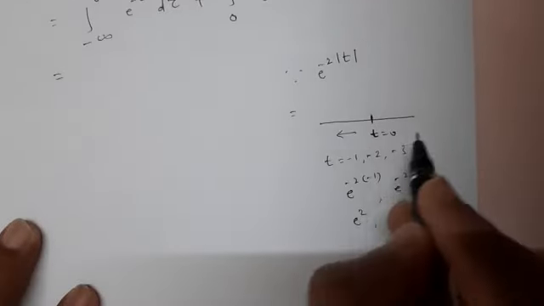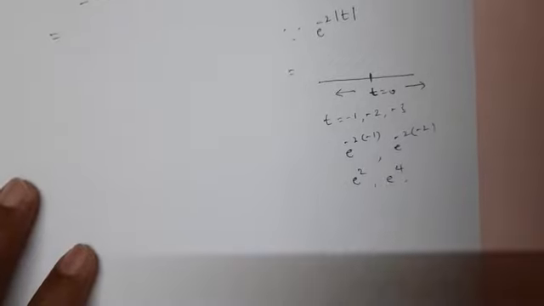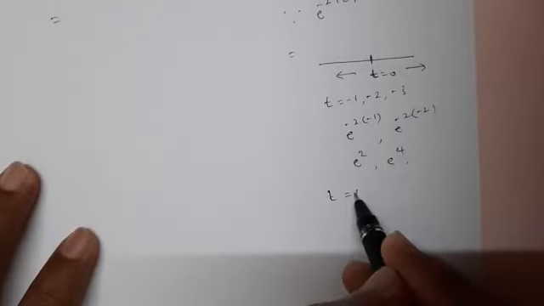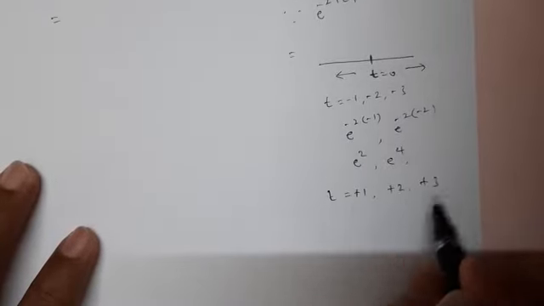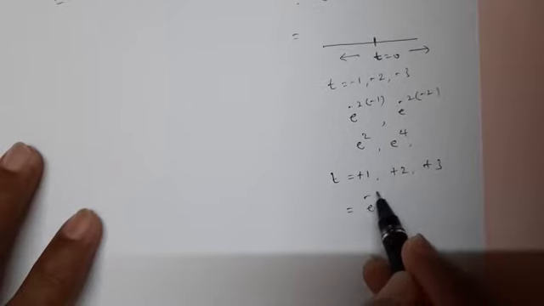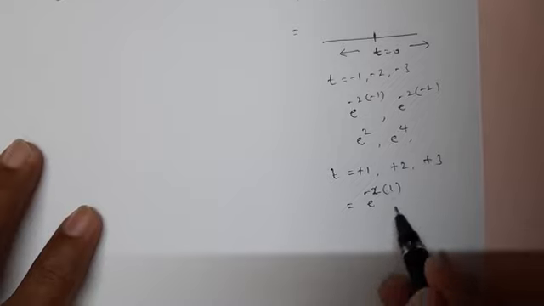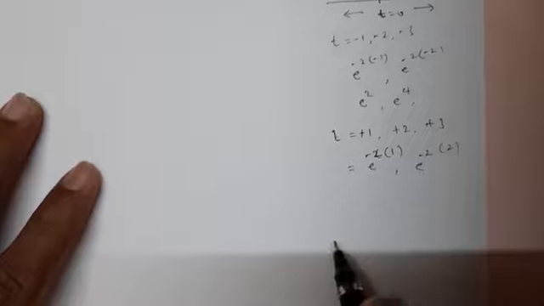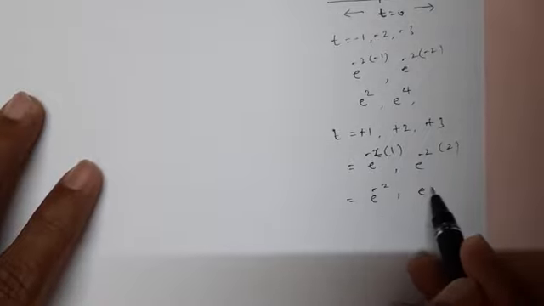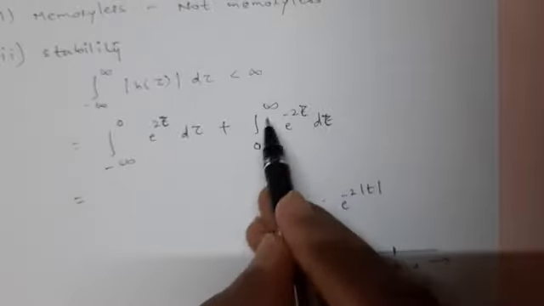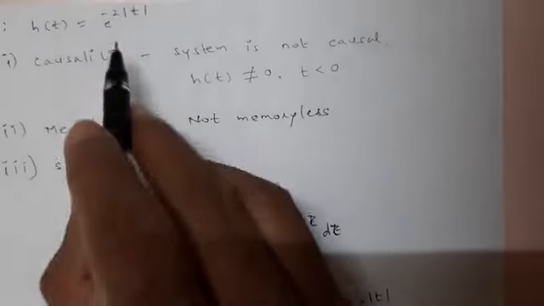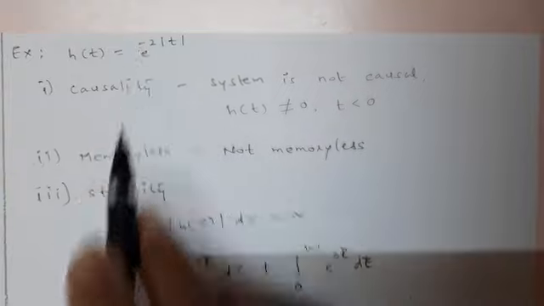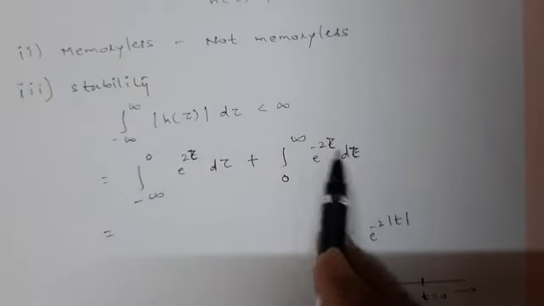Similarly on the right side, when t equal to plus 1, plus 2, plus 3, what is it? e to the power minus 2 of plus 1, e to the power minus 2 of 2, which is e to the power minus 2, e to the power minus 4, minus values you will get, and hence it is e to the power minus 2 tau from 0 to infinity. Because of this minus sign, these will be opposite of them.